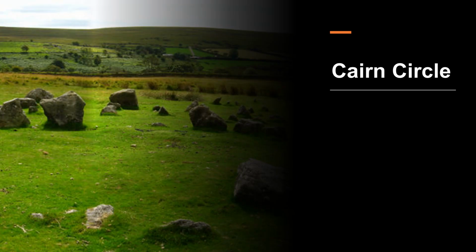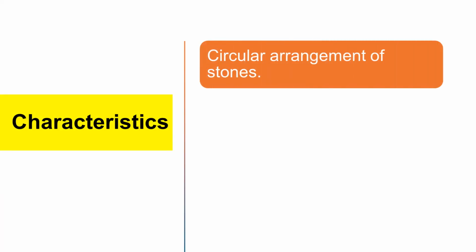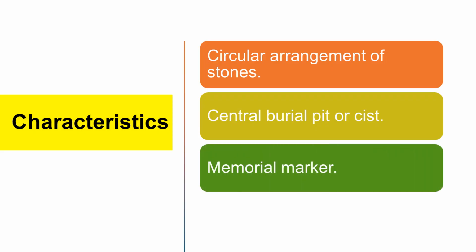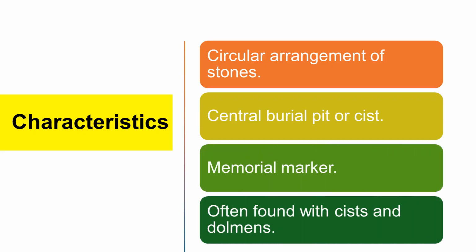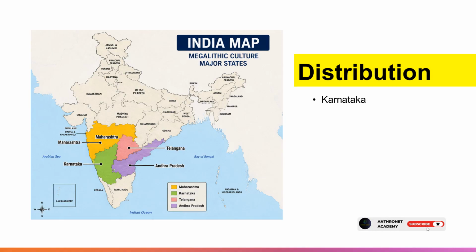Cairn circle. Definition: a cairn circle is a circle of stones placed around a burial. Characteristics: circular arrangement of stones, central burial pit or cist. Memorial marker. Often found with cists and dolmens. Distribution: Karnataka, Maharashtra, Andhra Pradesh, Telangana.